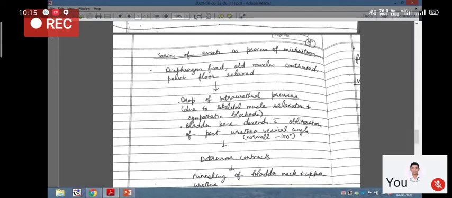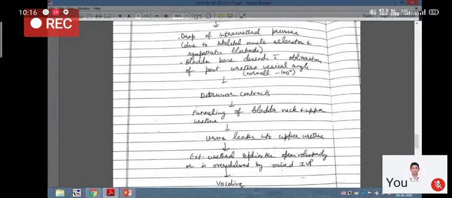Normal posterior urethrovesical angle is 100 degrees, and when the bladder base descends, it becomes around 180 degrees, and then the detrusor muscle contracts, and there is funneling of the bladder neck and the upper urethra, and urine leaks into the upper urethra. The external urethral sphincter opens voluntarily, and there is also a rise in intravesical pressure.